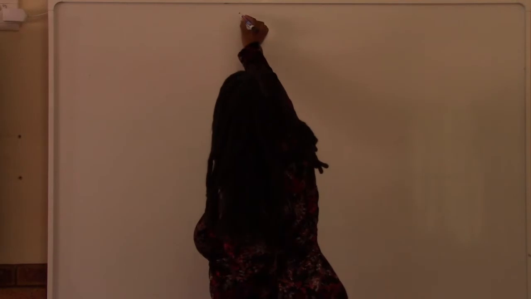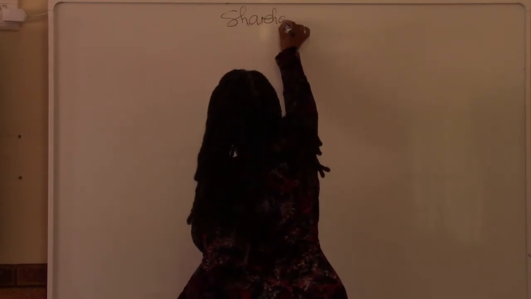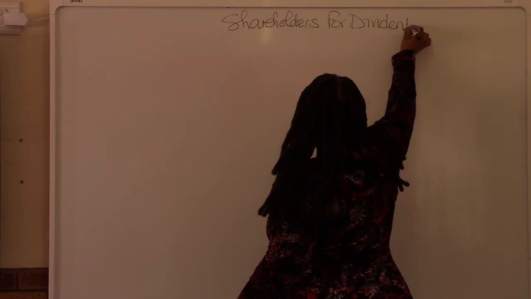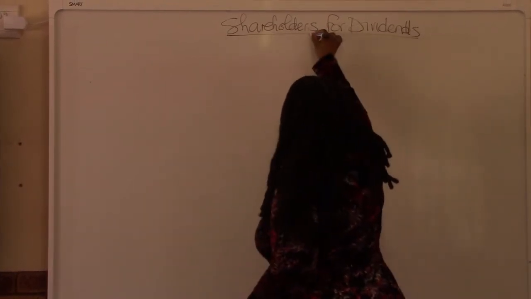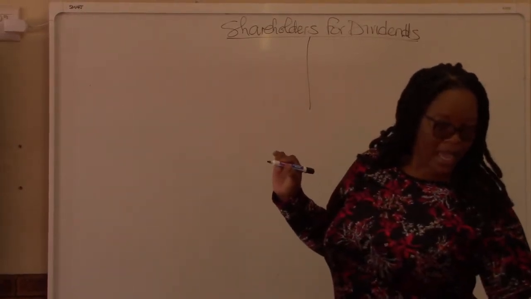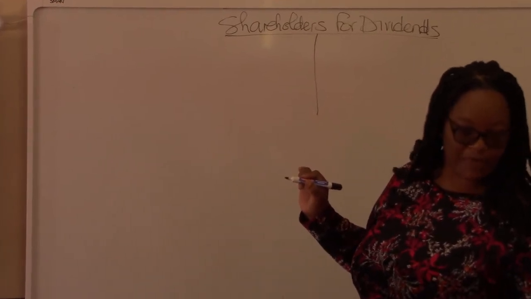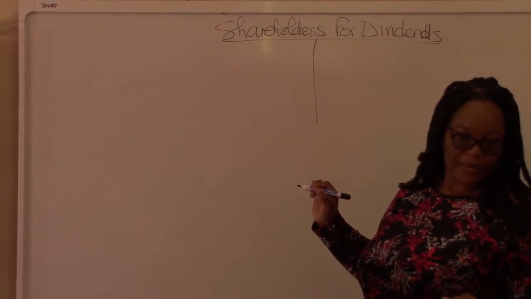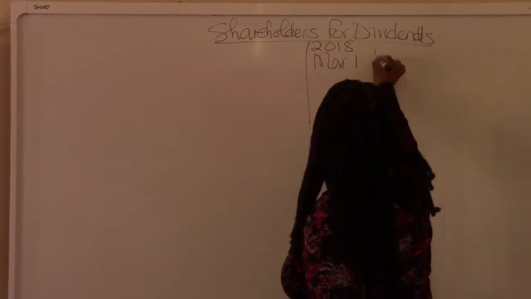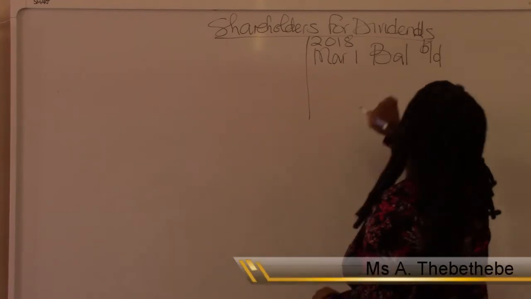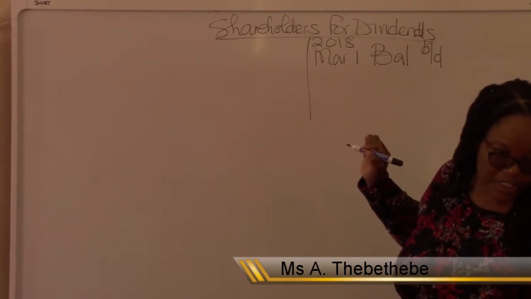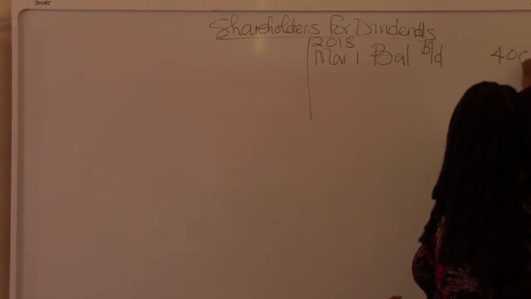So we are going to have it here. Shareholders for dividends. It's a liability. The balance is going to be on the credit side. So our year ends on the 28th of February, so that should have been on the 1st of March 2018. Balance BD. How much was it? Shareholders for dividends, 40,000. So I have my 40,000 there.